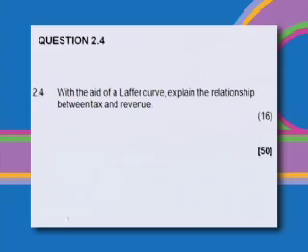All right, so that brings us to the end of question 2.4, and we're going to move right along to question 3.